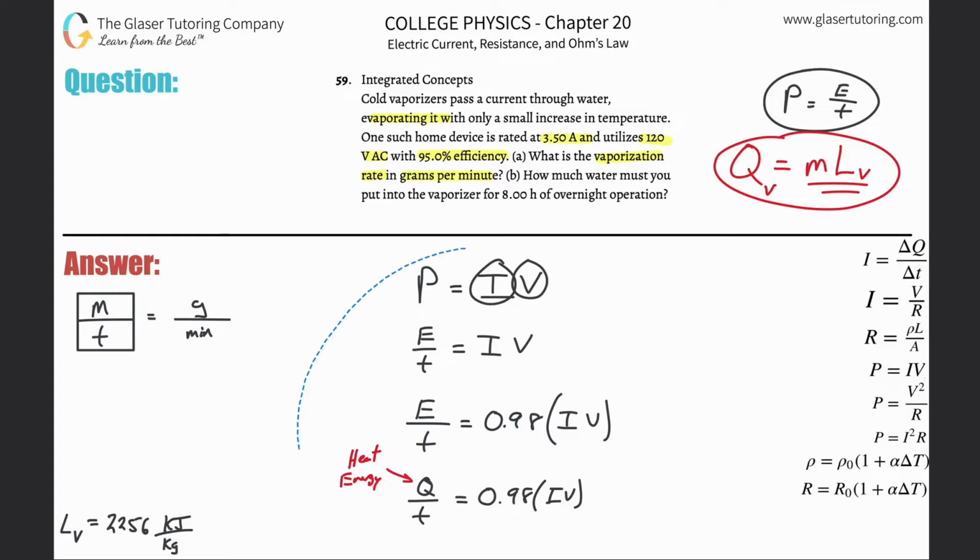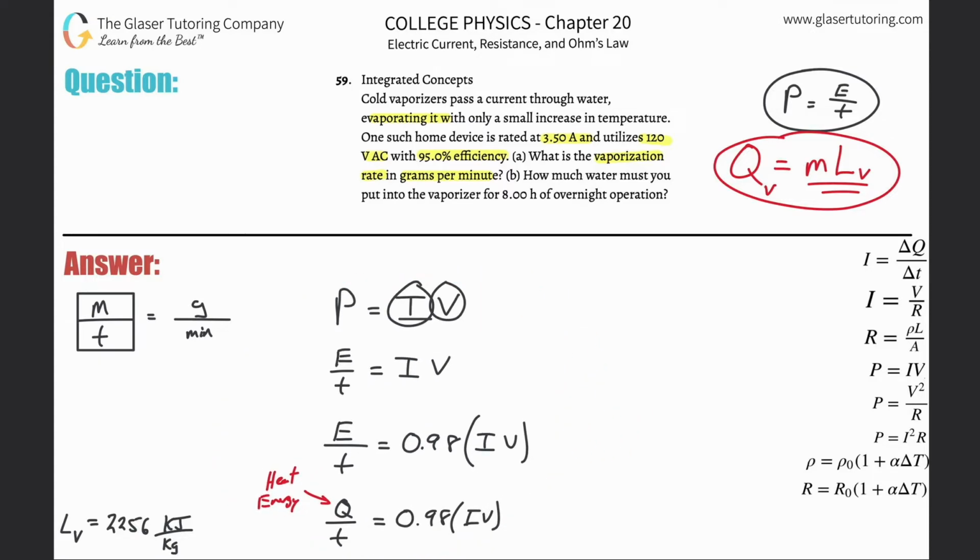I'll move this over here, get more room on the right-hand side. All right, so now what we're going to do is substitute that in. So we've got mass multiplied by the latent heat of vaporization of the water, divided by time, and that will equal 0.98 times the current multiplied by the voltage. Look at this now.